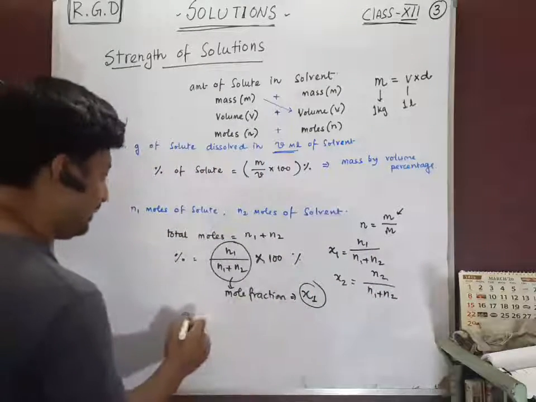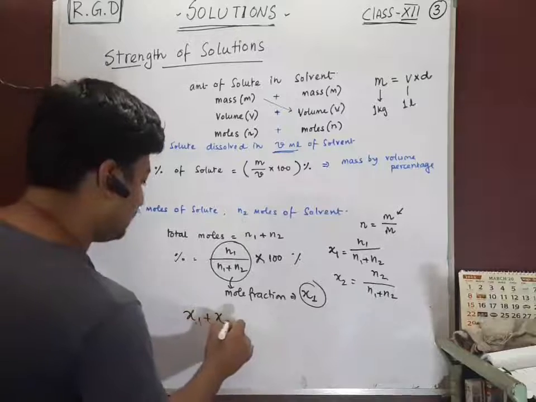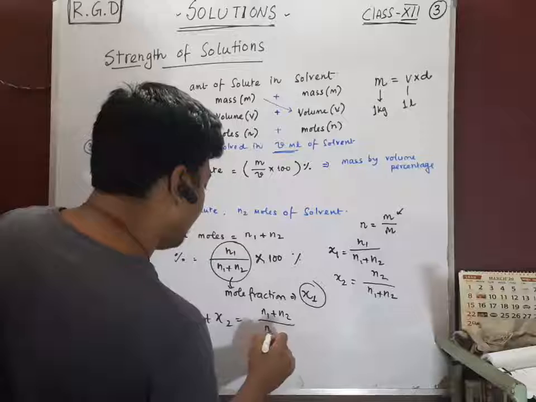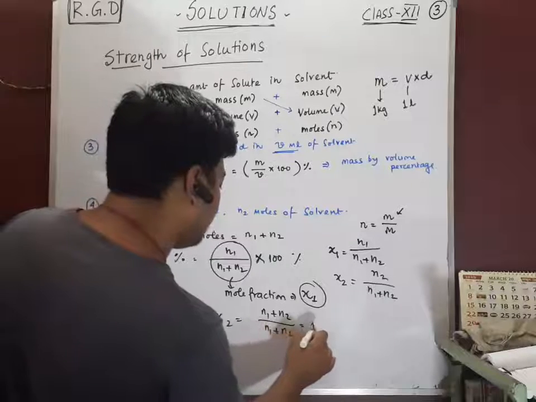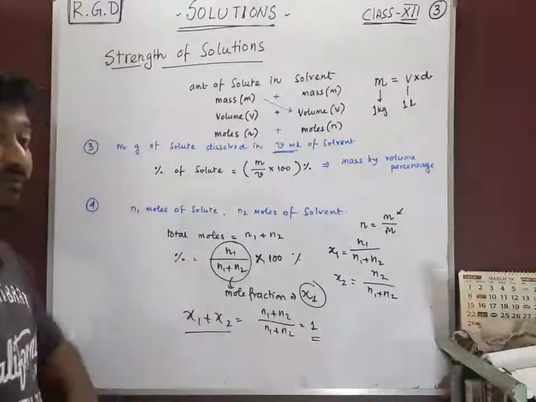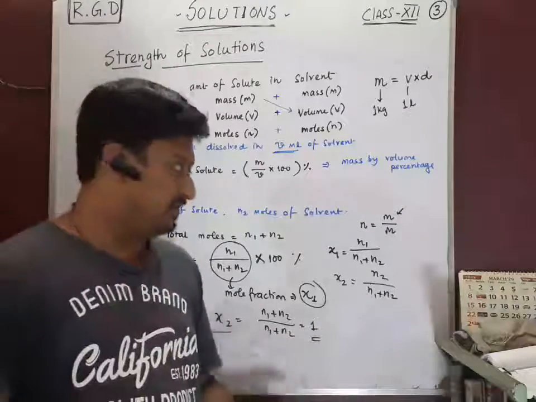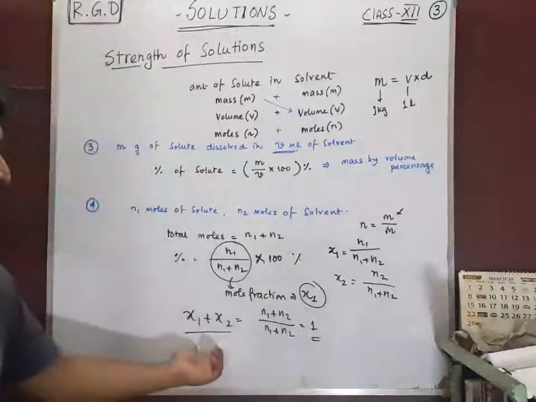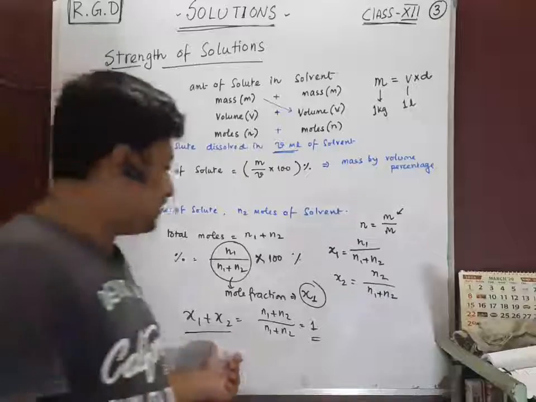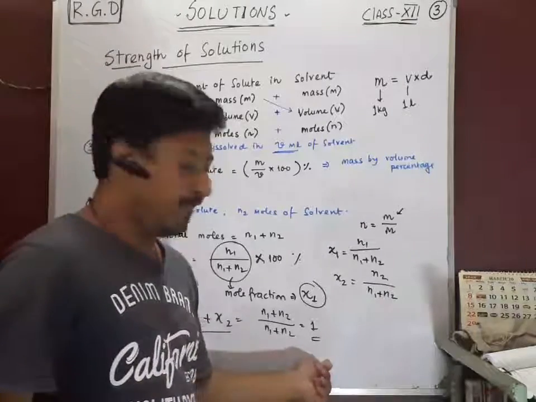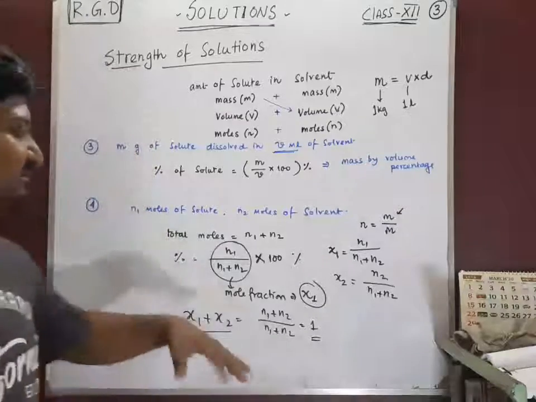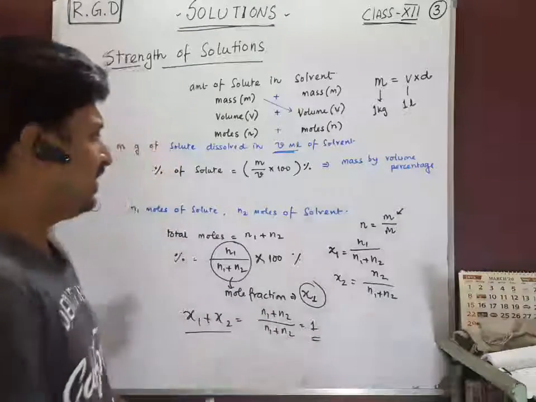So if I say x1 plus x2, it is N1 plus N2 divided by N1 plus N2, which is nothing but 1. So x1 plus x2 is equal to 1. Here is the interesting thing: that's why it's very easy to handle, because if you add up the mole fractions for a solution, you will get 1. And mole fraction is a unitless quantity. It's a fraction.